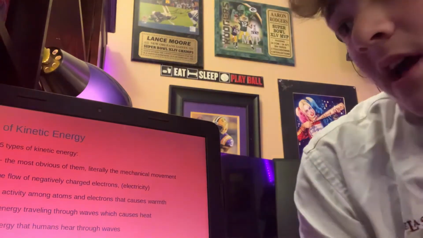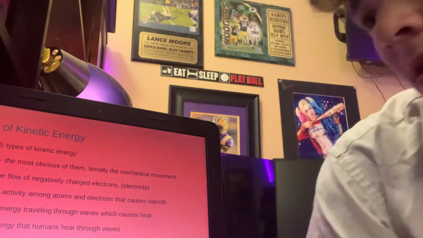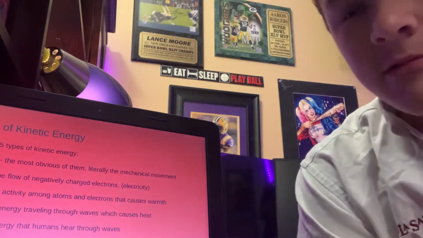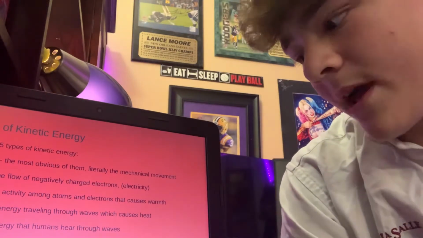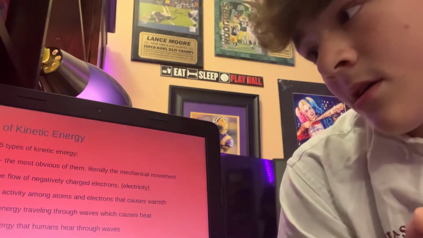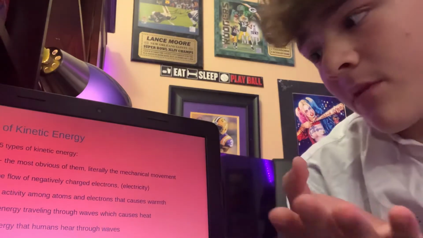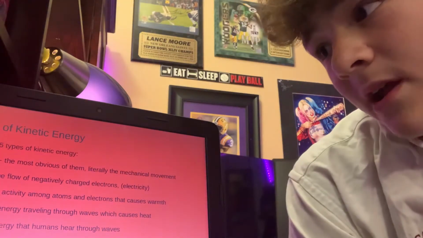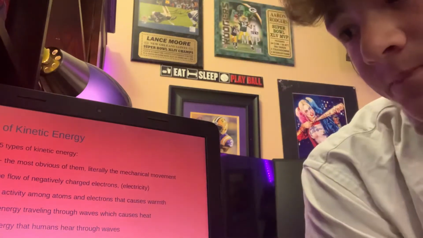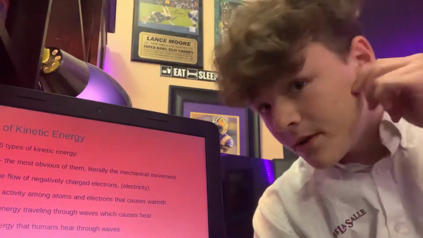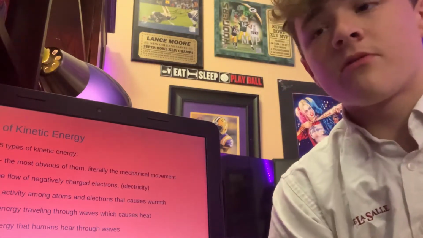And thermal is the activity among atoms and electrons that cause warmth, which is kind of like radiant, but there's a difference. Radiant would be the energy traveling through waves, which causes heat. So yeah, thermal is the activity among atoms and electrons, while radiant is the energy traveling through waves, which causes heat. And then sound would be the energy that humans can hear with their ears, through waves also.